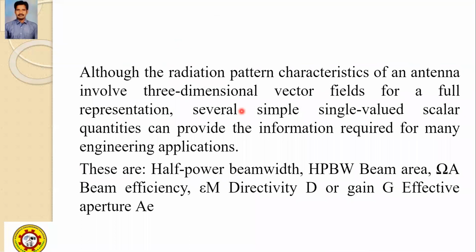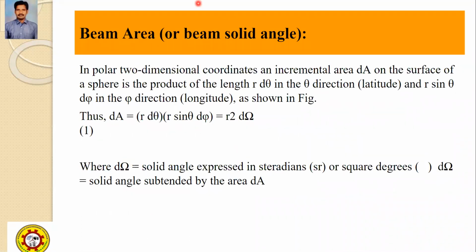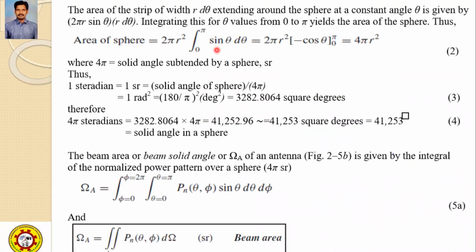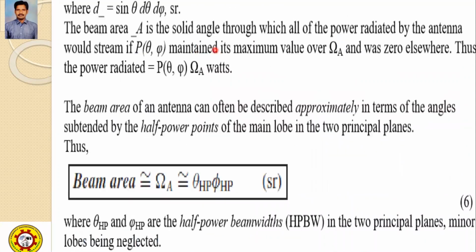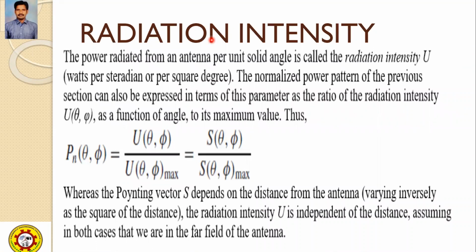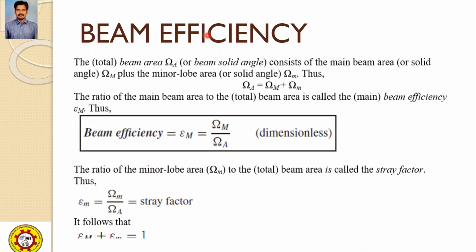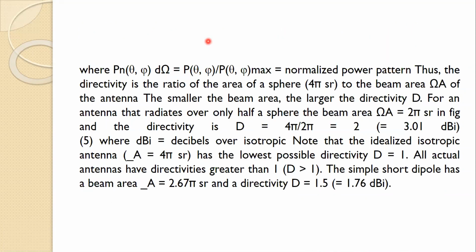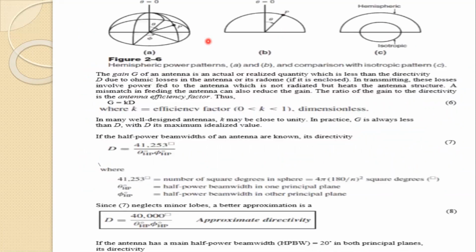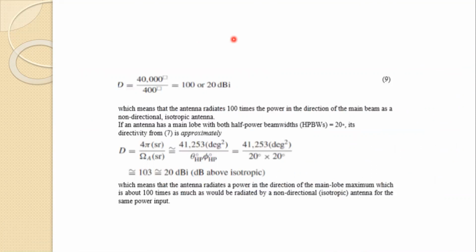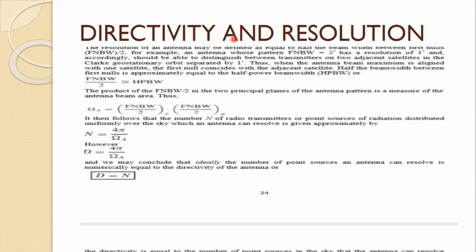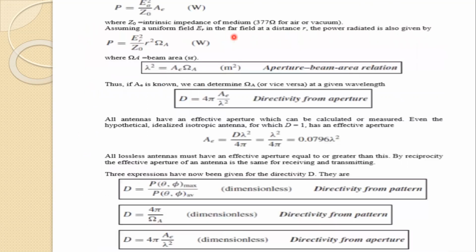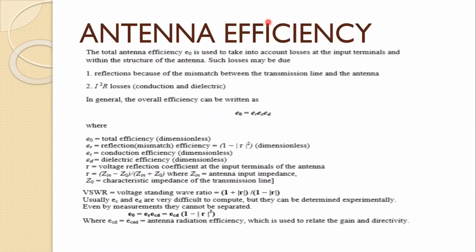Take problem number 3. The normalized radiation intensity of an antenna is represented by U of theta equal to cos square theta cos 3 theta. Take this one. Similarly, calculate half power beam width and first null beam width.